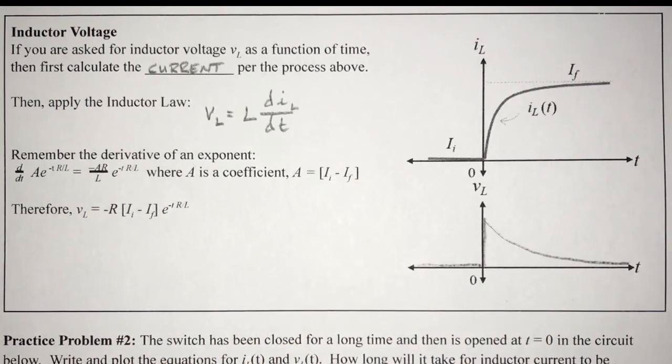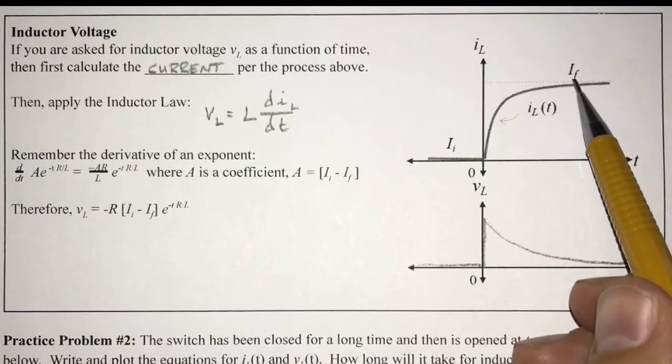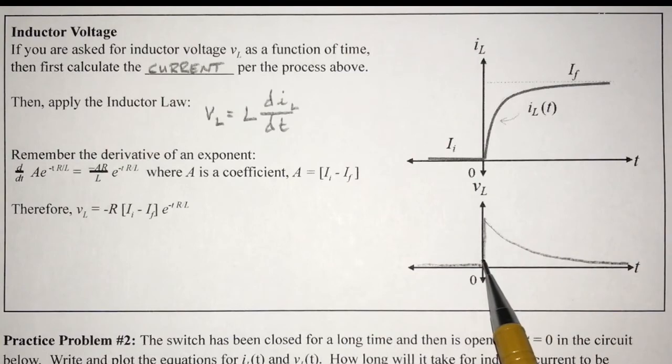Remember how we called the capacitor the voltage keeper-upper? Well, inductors are current keeper-uppers. The current cannot change instantaneously, but needs 5 tau to go from its initial state to its final state. However, the voltage can change instantaneously, and does so as shown in this plot.